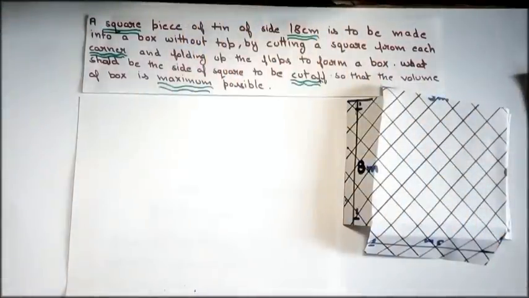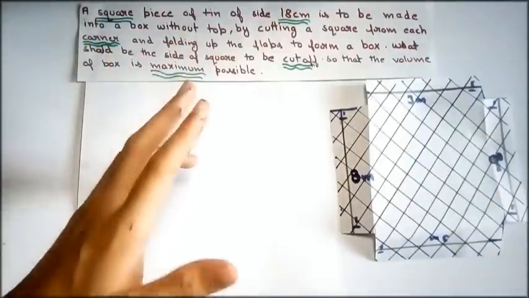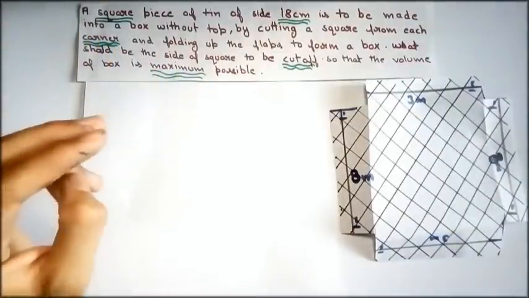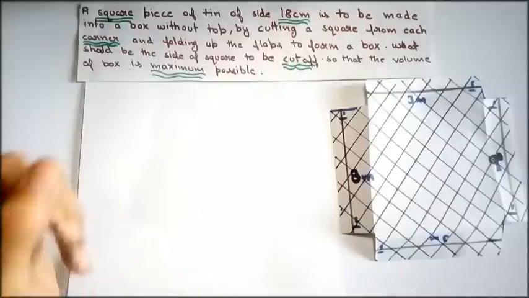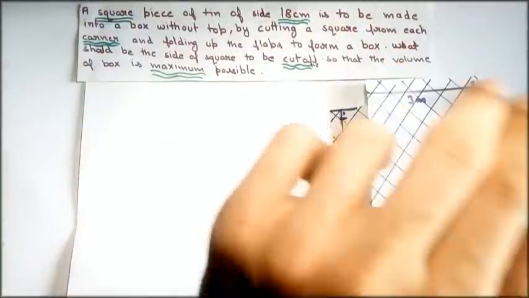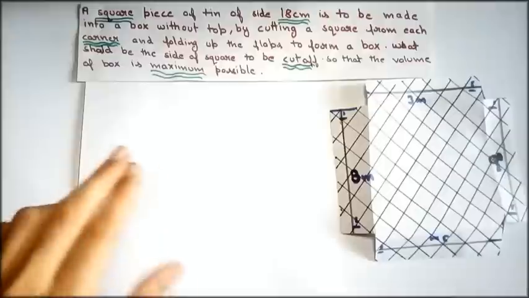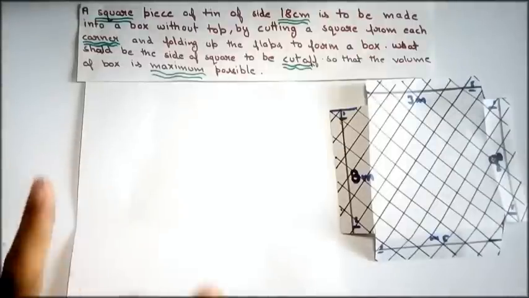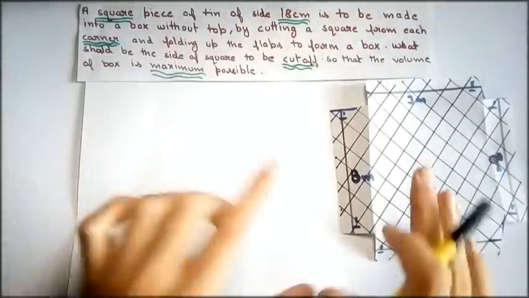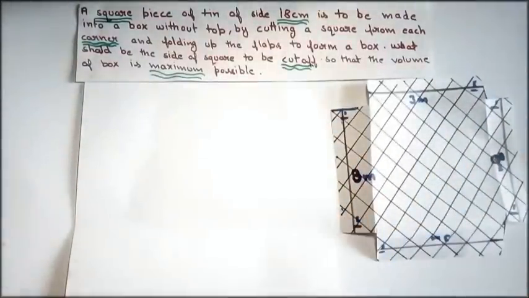So let's solve this question. So let's read the question very carefully. A square piece of tin of side 18 cm is to be made into a box without top by cutting a square from each corner and folding up the flaps to form a box. What should be the side of the square to be cut out so that the volume of the box is maximum possible? In this question we are just asked how much side we have to cut to get the maximum possible volume.